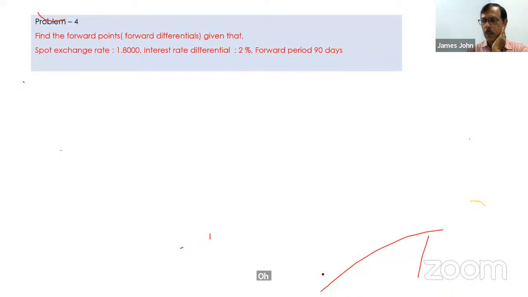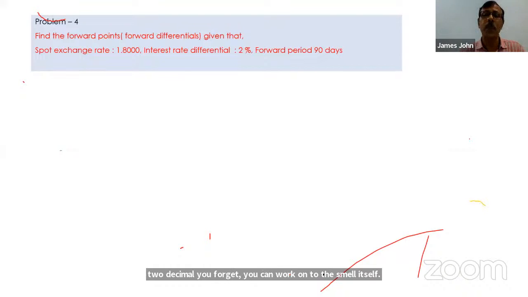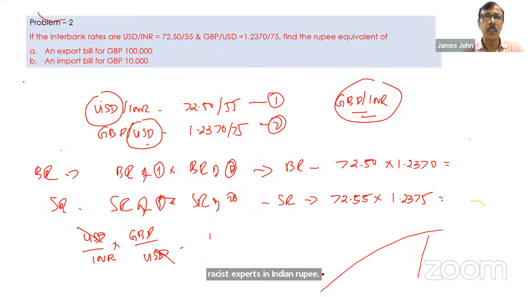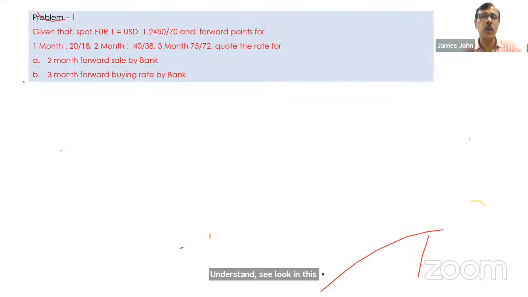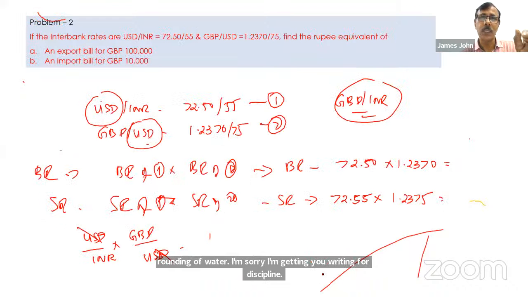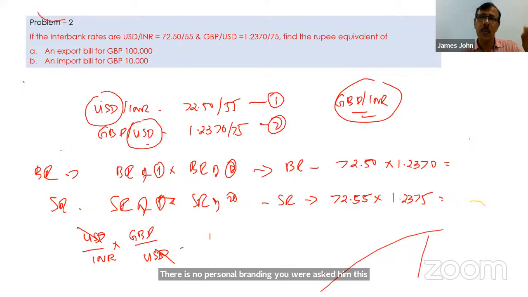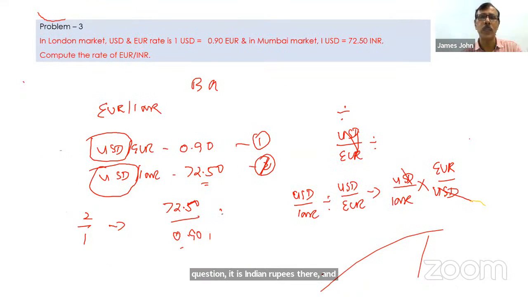If they are given in 2 decimals, you can work on 2 decimals itself. But on multiplication, sometimes it may give 4 decimals also. Then you have to round it off. If it is an Indian rupee, remember, rounding off has to be done only when the rate is expressed in Indian rupee. Understand? See, in this question, Euro, USD, nowhere is there Indian rupee, so there is no question of rounding off. Whatever answer you get, you write in 4 decimals. Whereas in this question, Indian rupees are there, and you can round off. Here also Indian rupees are there, you can round off.